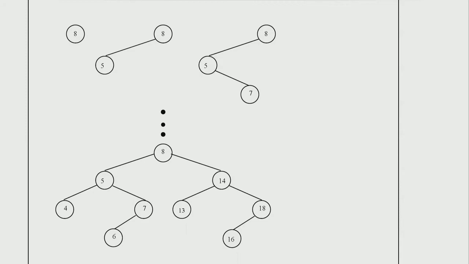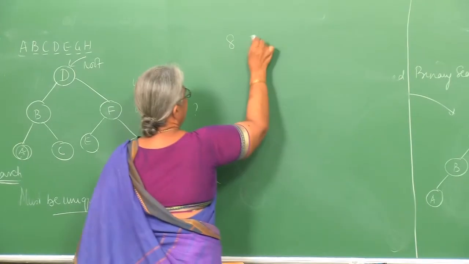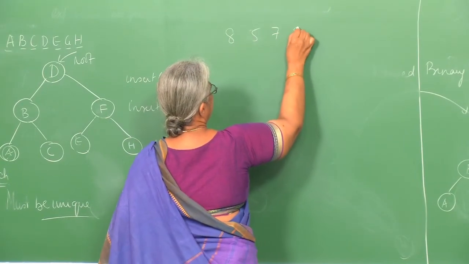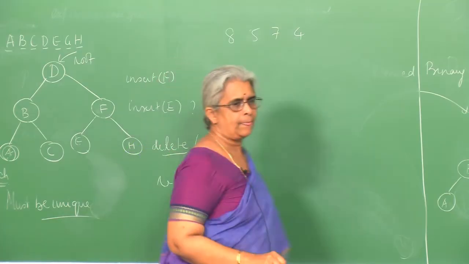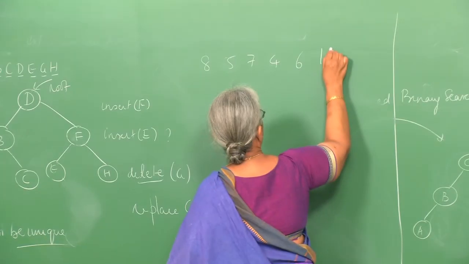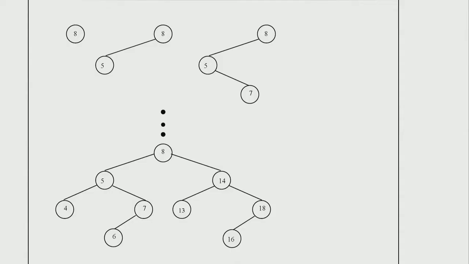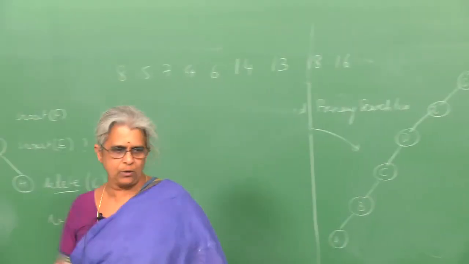Let us say I have been given the keys 8, 5, 7, 4 and 6, 14, let us say 13, 18 and 16. Suppose these keys are given and we want to insert them into a binary search tree.